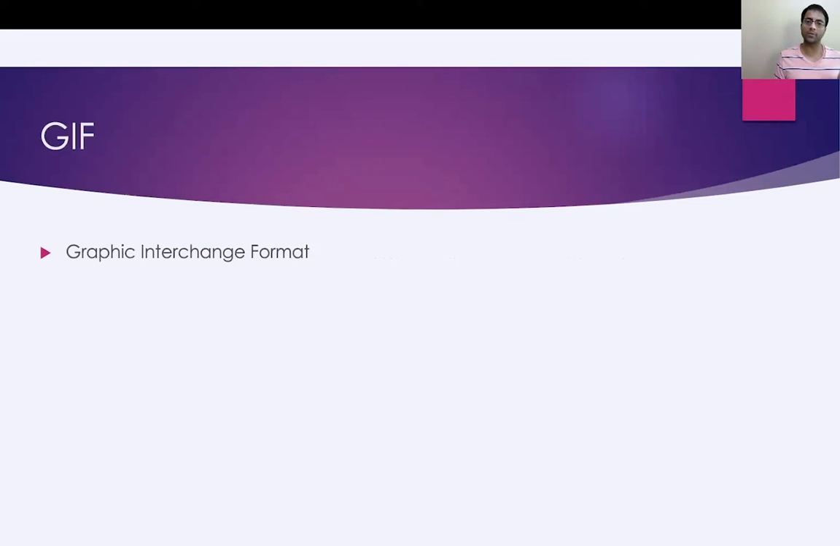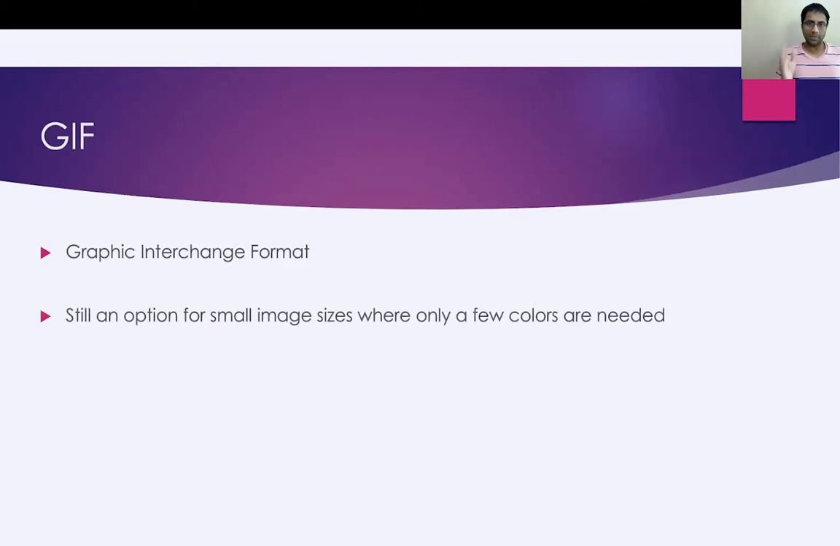GIFs are more popular because they can be animated. But when it comes to photography and images, GIFs are your best bet if you want a very small file size, because GIF can only carry 256 colors in it, which means if you have a picture that has a lot of information in it, a lot of color information in it, GIF is not the go-to format.